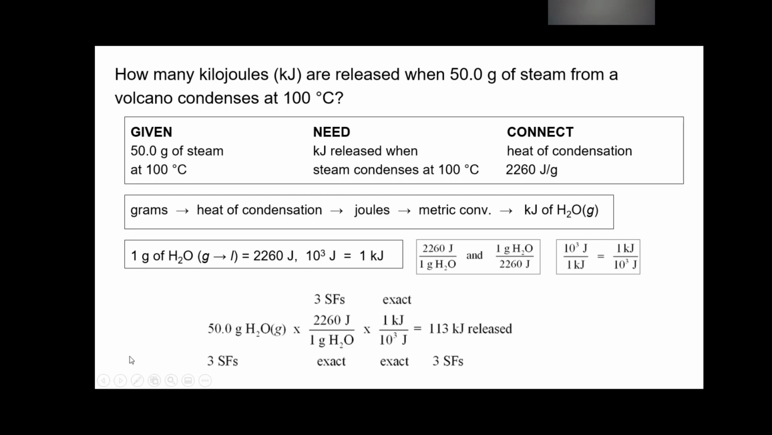So here we're going to do 2 steps. We're going to take the original mass that was given to us, and we're going to use the conversion of the heat of condensation. So we set up grams at the bottom. We use the joules on top. That cancels out the grams. Now we're at joules, and now we need to change this to kilojoules. So we use the metric conversion, and our answer is 3 sig figs, and it's 113 kilojoules released. So how many kilojoules are released when 50 grams of steam from a volcano condenses, goes into liquid form at 100 degrees Celsius? It is 113 kilojoules released for 50 grams of steam.